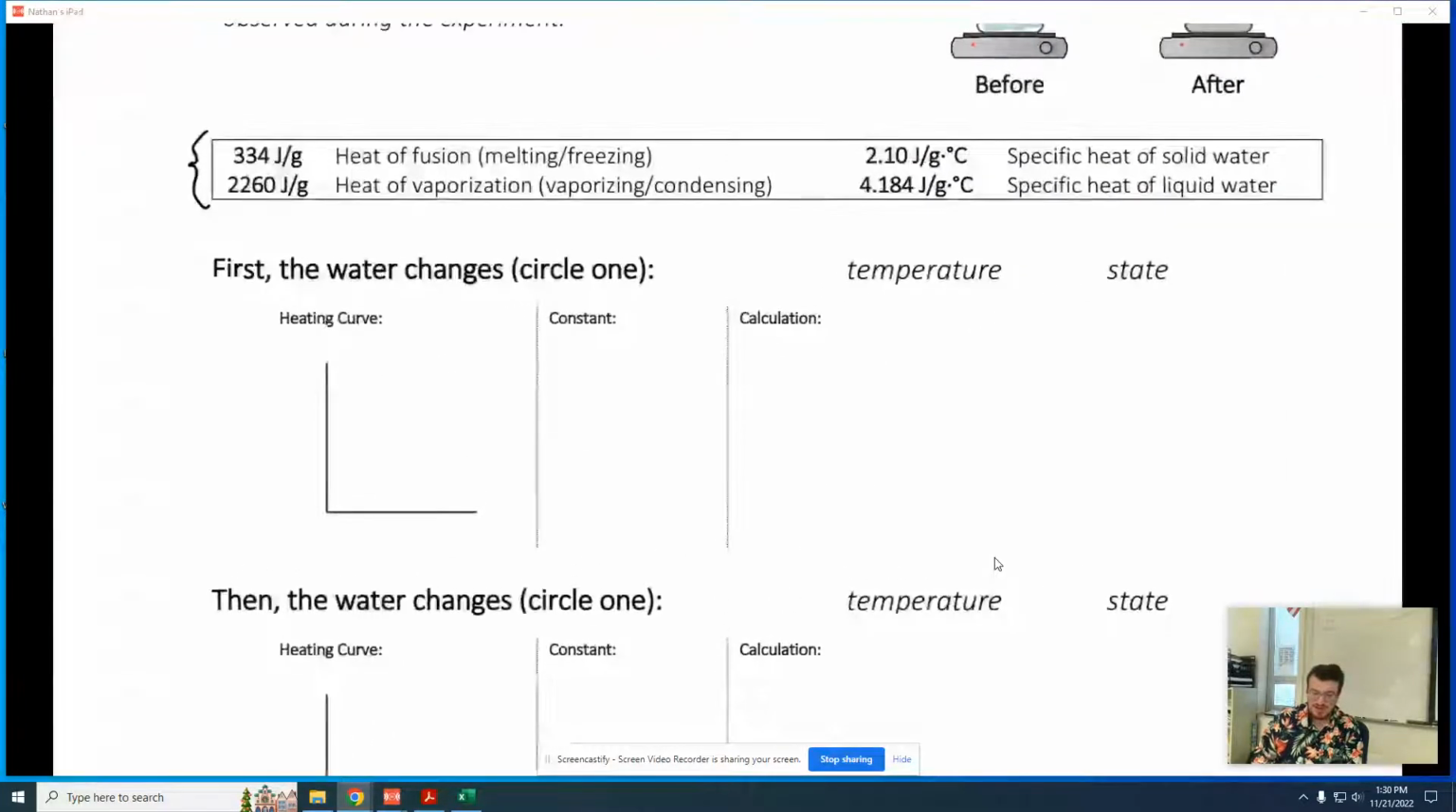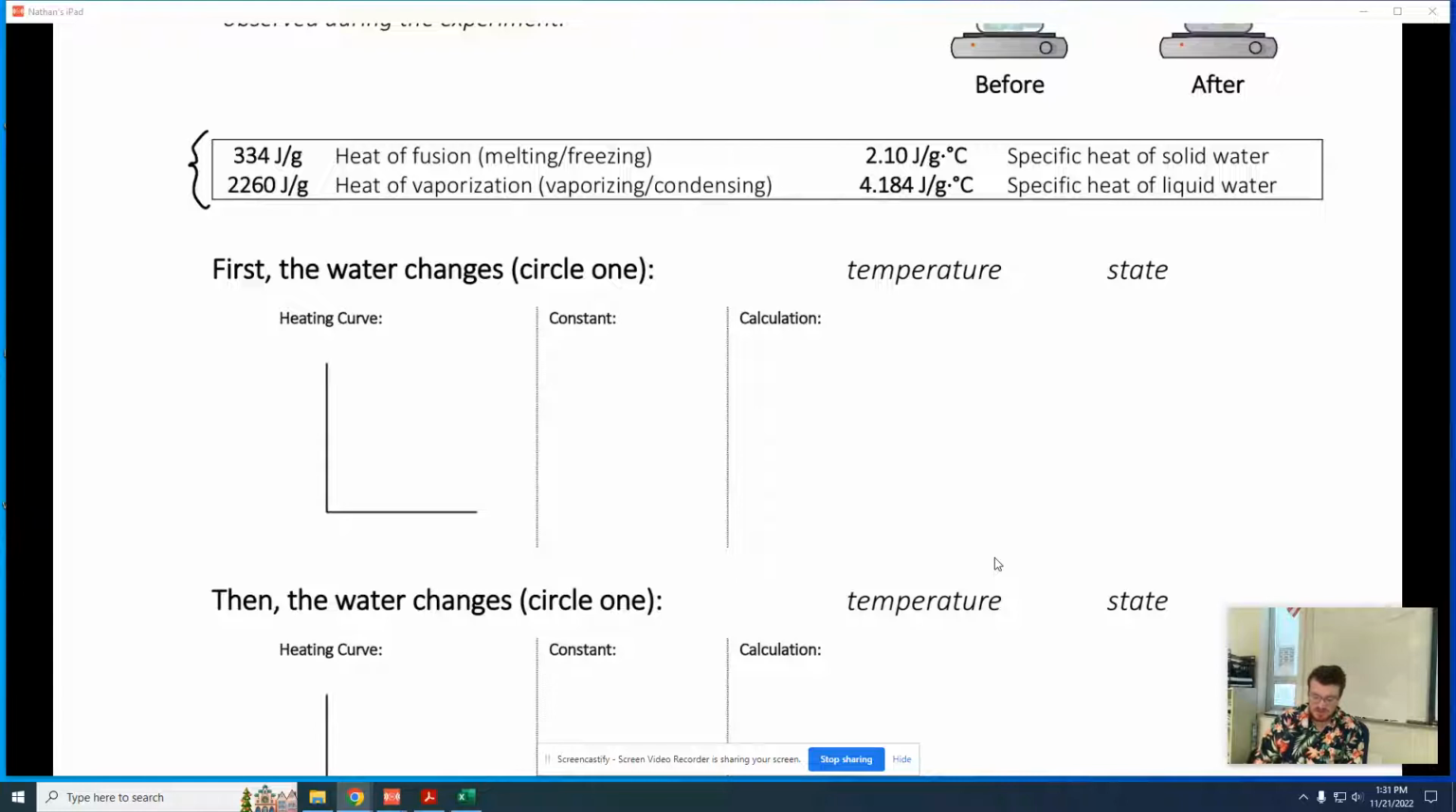As I look here, I've got my 4 different constants. The heat of fusion, which we'll use for melting and freezing. The heat of vaporization, which we'll use for vaporizing and condensing. And then we've got the specific heat capacity for solid water and the specific heat capacity for liquid water. Again, to go back and see when we use each of those, you can watch the video beforehand.